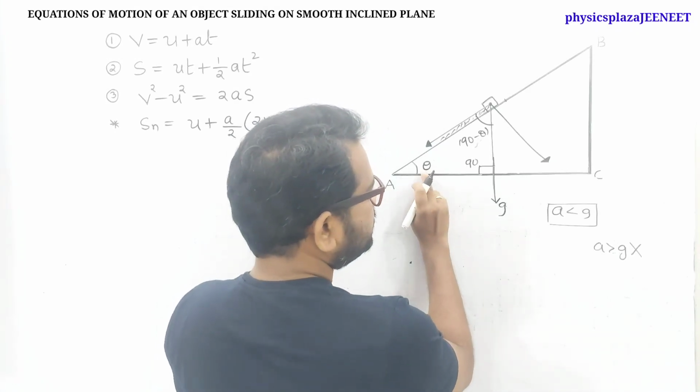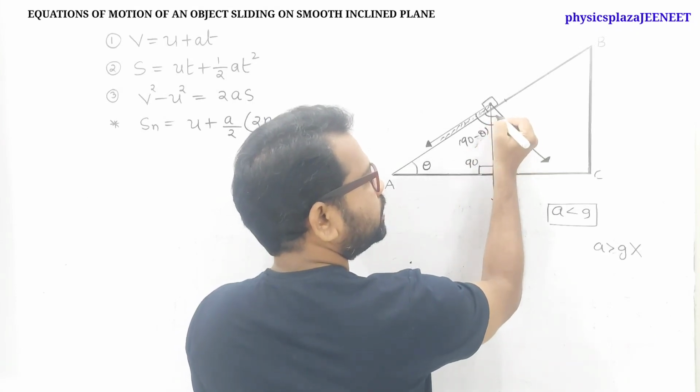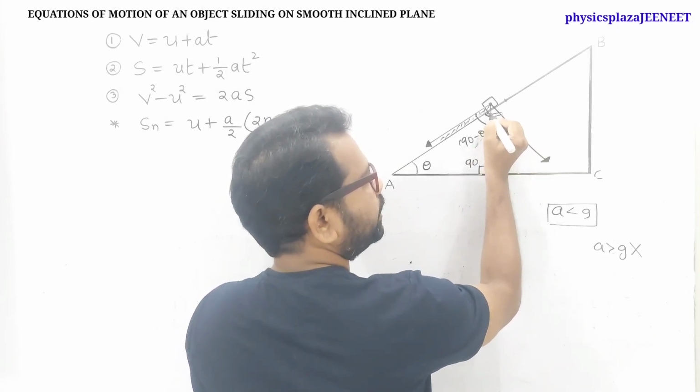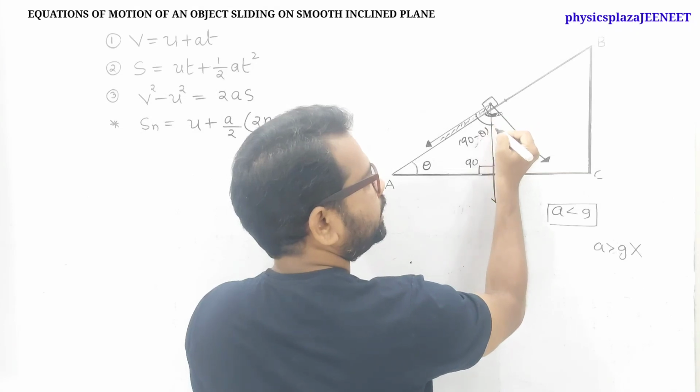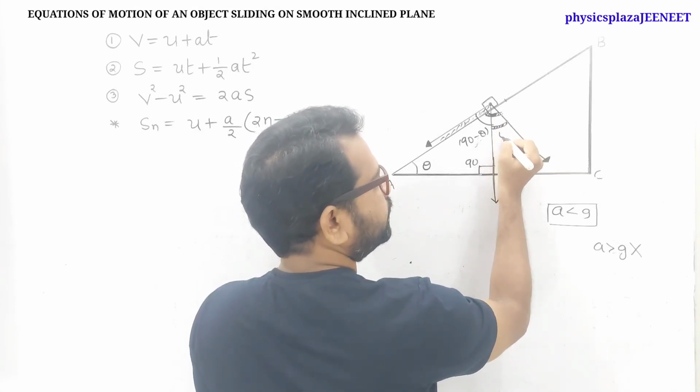So children, as it is theta, it is 90 minus theta. And this total should be how much, children? This total should be 90 only, right? Yes. To have this total 90, and this should be how much, children? This should be theta. Try to understand.